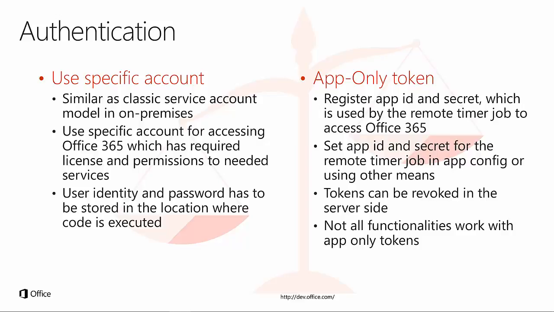With app-only tokens, you need to register an app ID and secret for the remote timer job application, and grant permissions to this app. This can be done on the entire tenant or specific site collections. Then you usually put the app ID and secret in app config, and the remote timer job uses these to access the SharePoint environment. Please note that not all functionalities work with app-only tokens, so you might need to use specific accounts for some operations. Wildcards inside URLs is one example here, and I'll talk about this in the next slide.